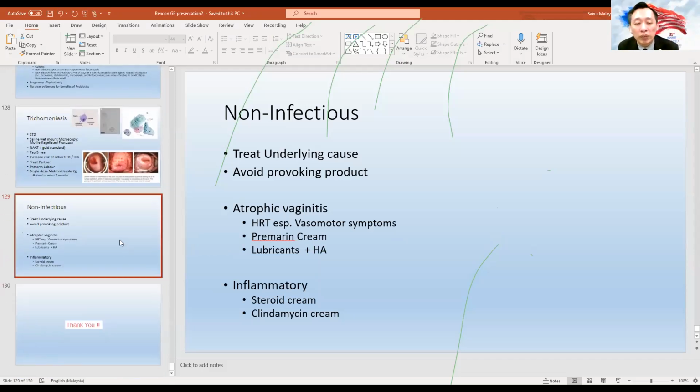Also, you can give lubrication with hyaluronic acid, which increases the water content inside the vagina. So they reduce the dyspareunia. Other than that, inflammatory-wise, for example at the vulva, there's increased pruritus vulvae. You can use steroid and also clindamycin cream. I think that's it for my presentation.